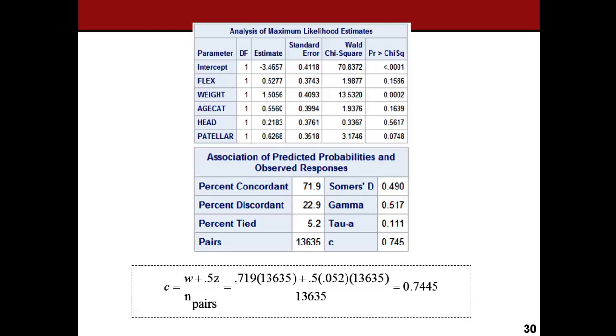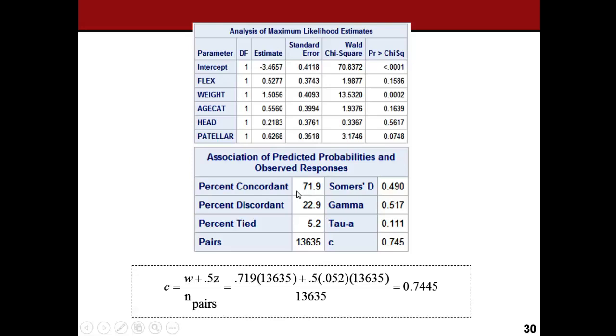And discordant means it was the counterintuitive opposite of what you thought. The non-case was given the higher probability than the case. So discordant with the truth or something. It's not consistent with what you'd expect. And here are the ties, where two people have the same covariates, the same prediction, but one was a case and one was a non-case. They had the same X variables and received the same prediction. That happened 5% of the time.